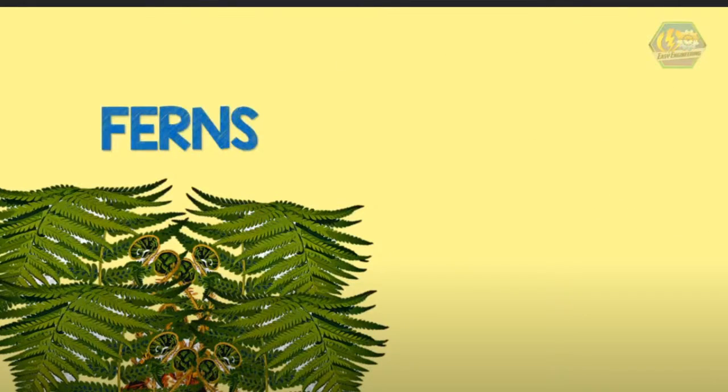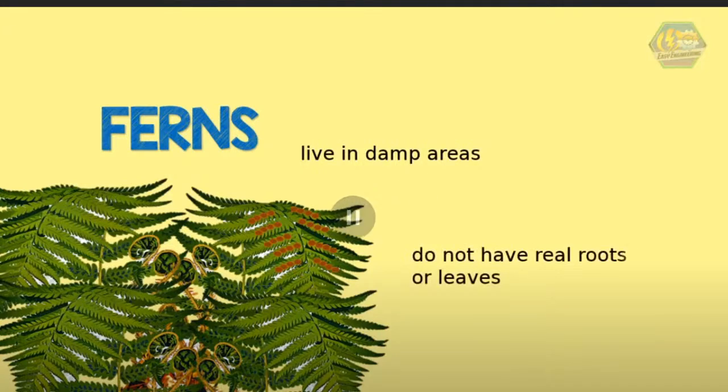An example of a spore-bearing plant is the fern. Ferns produce spore casings on the underside of their leaves. These look like brown spots. At some point, the casings dry out and the spores are released into the air. Ferns live in damp areas and most of them do not have real roots or leaves. Damp is the same as húmedo in Spanish, moist. They are synonyms. Instead, their leaves are called fronds.